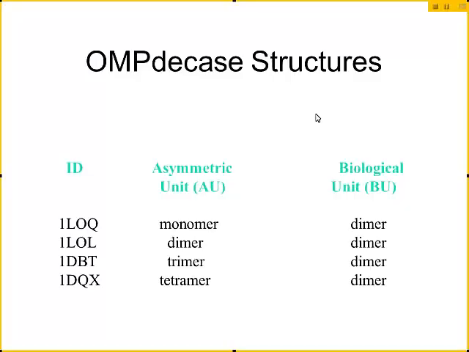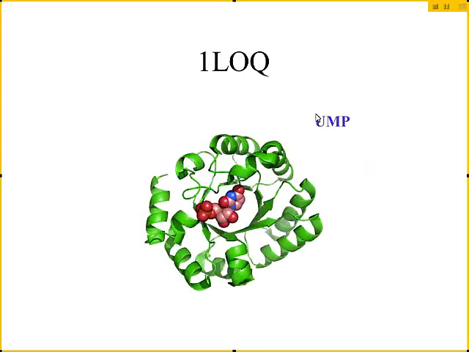1LOQ, how many chains for polymer 1? 1. So that's just a monomer. 1LOL, how many chains? 2. For 1DBT, 3. And for 1DQX, 4. So these are all the same molecule. They all function as a homodimer. But because they come from different species, they crystallize with slightly different packing. And so the relationship between the asymmetric unit and the biological unit is different for all of these structures.